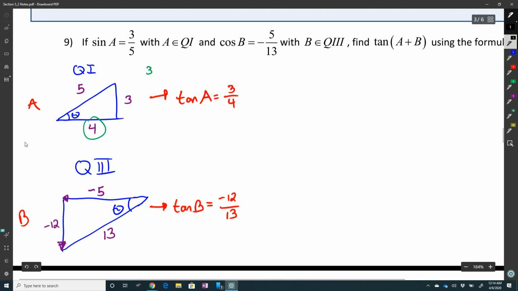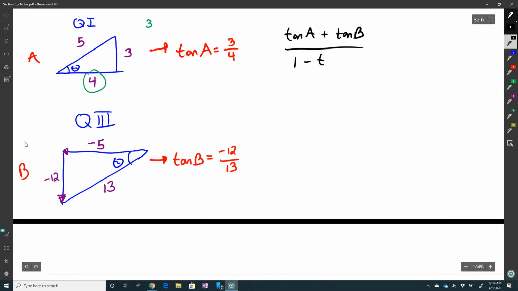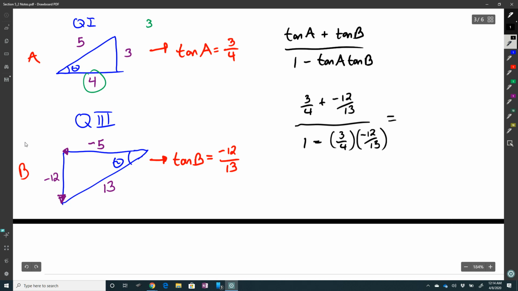So the formula says tangent of A plus tangent of B over 1 minus tangent of A, tangent of B. So we have 3/4 plus negative 12/13, and then 1 minus tangent of A is 3/4, tangent of B is negative 12/13. And so since they let you use your calculator, you can go ahead and do it. It's just busy work from there to simplify that.